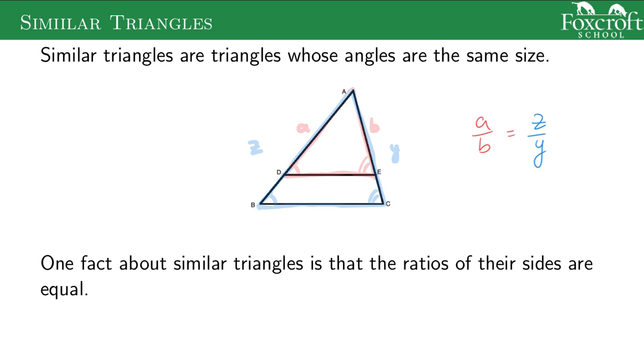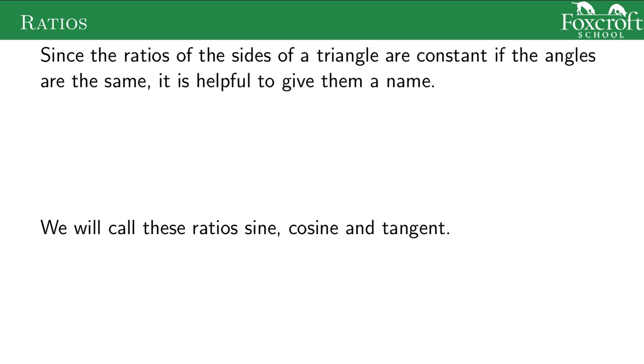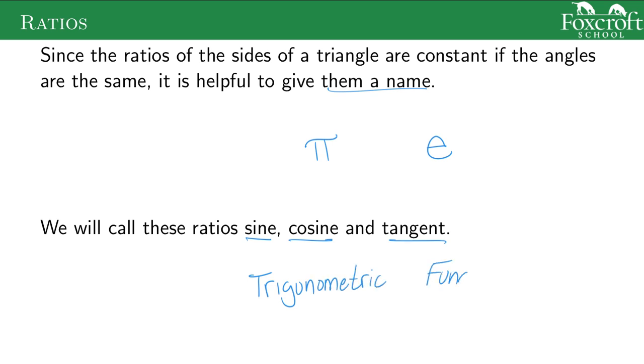They're the same number. Since the ratios of the sides are constant if I don't change the angles, it's helpful to give them a name. A lot of times in math, if something keeps coming up and it's the same value over and over again, just like we've seen with pi and e, we're going to give it a name. We'll call these ratios sine, cosine, and tangent. These are what we'll call our trigonometric functions. For most of it, we'll just call them trig functions because it's shorter than saying trigonometric functions.